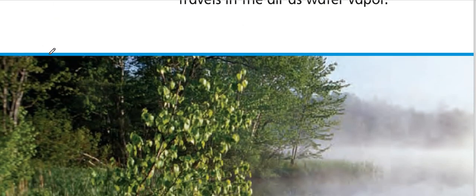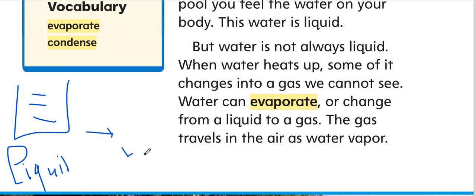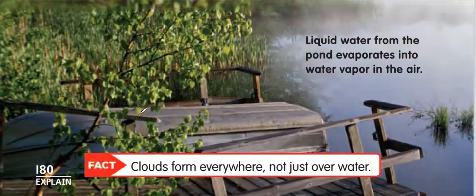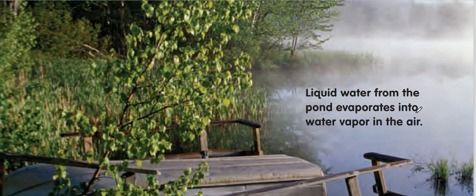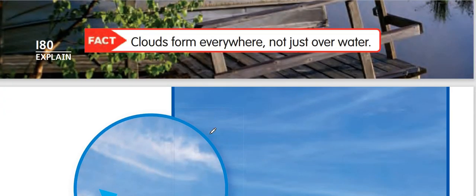So we know that water is in the liquid state. But in case we are heating it up, if we put it on the oven or on the stove, some of the water is going to evaporate and change into vapor. Liquid water from the pond evaporates into water vapor in the air. So the water is going to evaporate and change into water vapor.